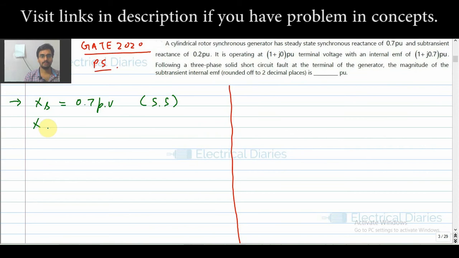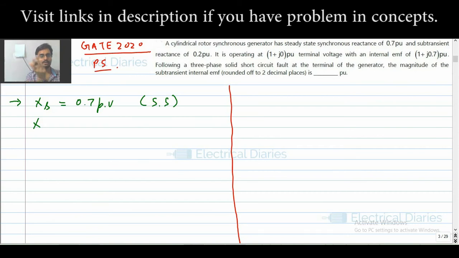In a very brief intro, whenever a fault occurs, at the moment the fault occurs, we say that this is a sub-transient situation. After that sub-transient situation, which lasts for around 1.5 cycles, for 2-3 cycles we have the transient region, and after that we have the steady state. So that is how we divide the reactances.